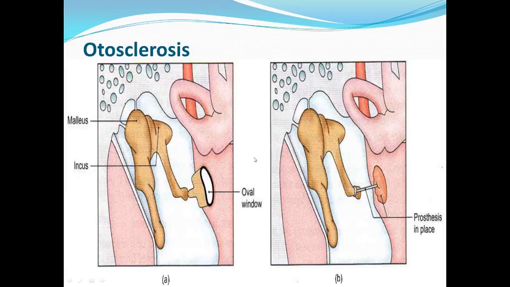So there is another term, that is otosclerosis. What is this otosclerosis? Sometimes you can see here this oval window. In this figure, there is an oval window which is affected by the bony fusion taking place between the footplate of the stapes and the margin of the fenestra vestibuli, to which the footplate of the stapes is attached.